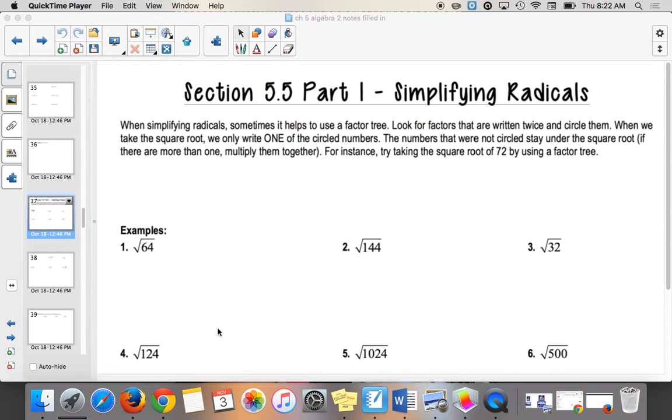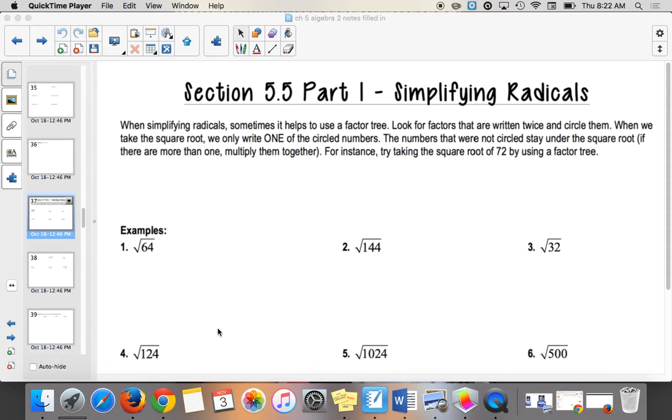Part 1 is on simplifying radicals. So these are the basic radicals that you should have seen even in Algebra 1. There are lots of different ways to simplify radicals. I found that most of my students want a straightforward way of doing this, and one of the things that works is to use a factor tree.